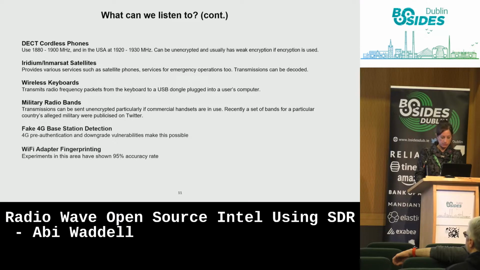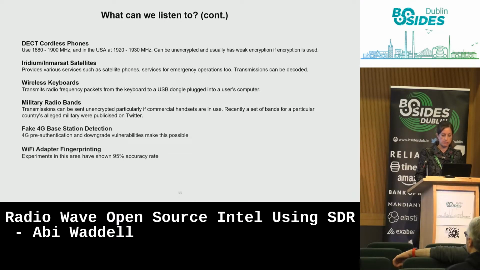Some wireless keyboards are vulnerable to being sniffed by measuring the received signal strength of the messages transmitted between the keyboard and the dongle attached to the computer. So looking at the timings between different keystrokes and also using machine learning, you can look at the likelihood of a particular word being entered by the target user. Military radio transmissions can be picked up in the clear, particularly if commercial handsets are in use.